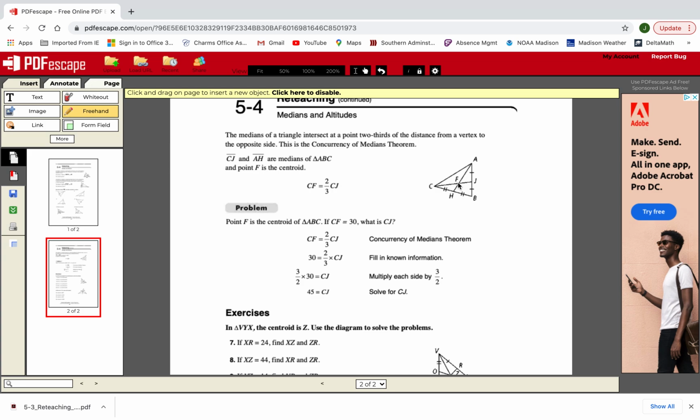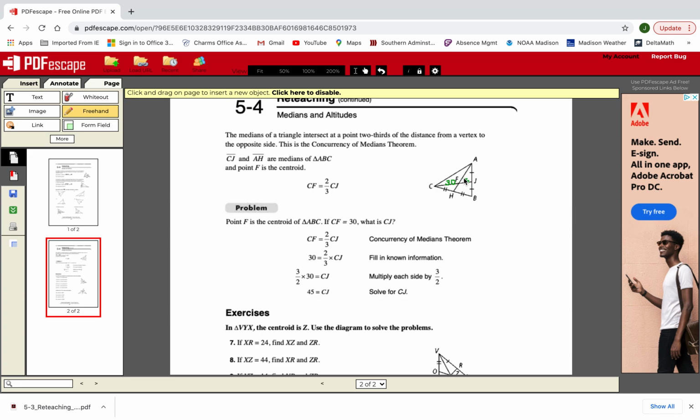The long piece is 2/3 of the entire thing, and then FJ, of course, is 1/3 of the entire thing. So if we think of this in terms of 3 pieces, CF is 2 of those pieces, and FJ is the other piece, okay? So this says that point F is the centroid of triangle ABC. If CF is 30, then what is CJ, okay? Well, if CF is 30, and that is 2 of the pieces, 30 is 2 of what? Well, 30 is 2 of the 15s, okay? Which means that FJ is the other 15.